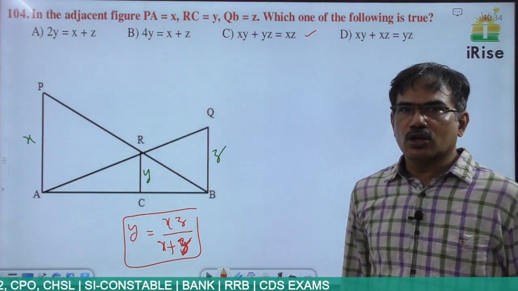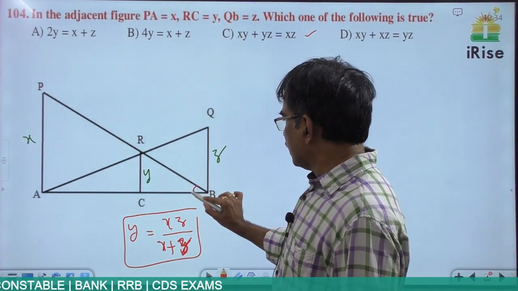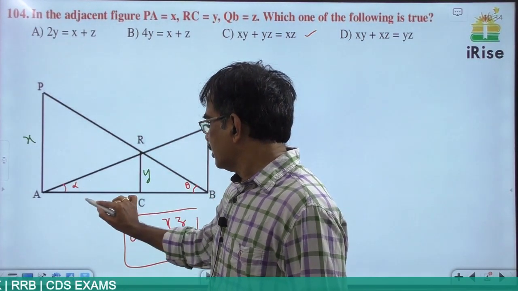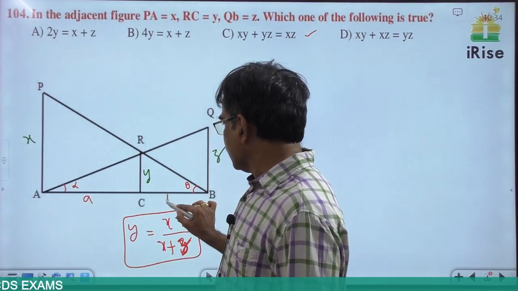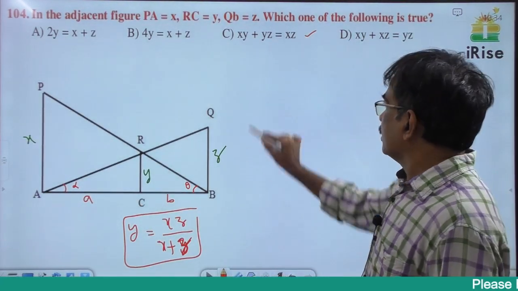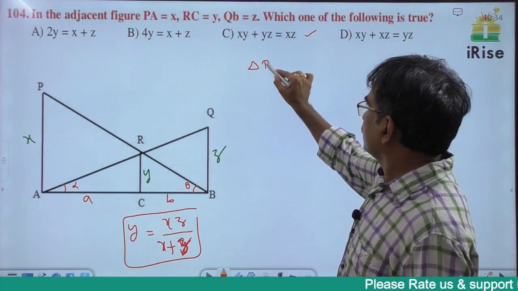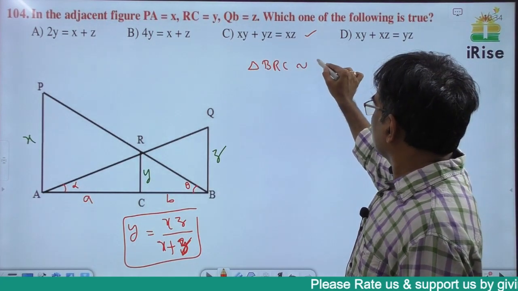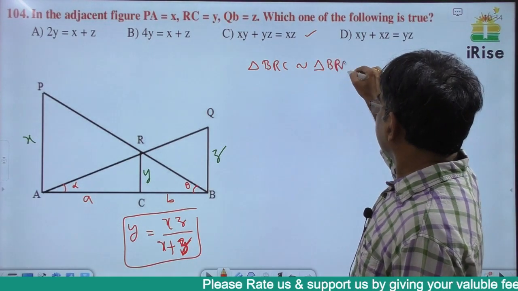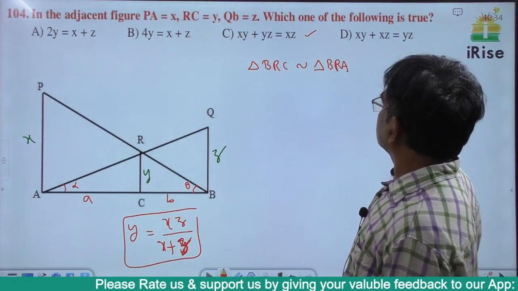Okay, how to prove? See here carefully. I want to consider this angle as theta, this angle as alpha, let this length as a, this length as b. Here triangle BRC is similar to triangle BPA, because this line is parallel to this line.